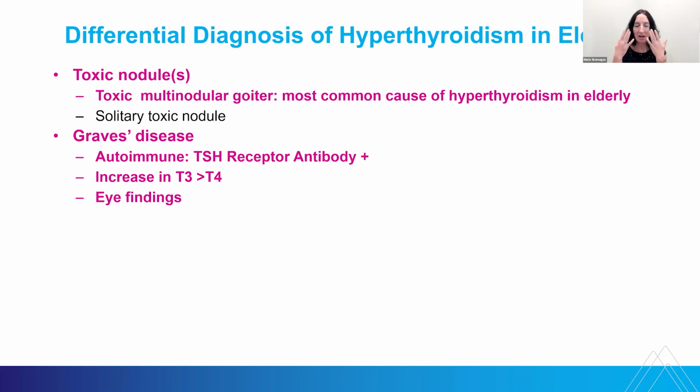And there can be eye findings, so you can have proptosis, you can have dysconjugate gaze. There can be a lot of eye findings because of infiltration, fatty infiltration behind the eye, and even fibrosis. And so this can affect the eye muscles, and it can also affect the optic nerve in severe cases. You can also have a dermopathy, so the myxedema, the thickening of the skin, usually of the lower legs.